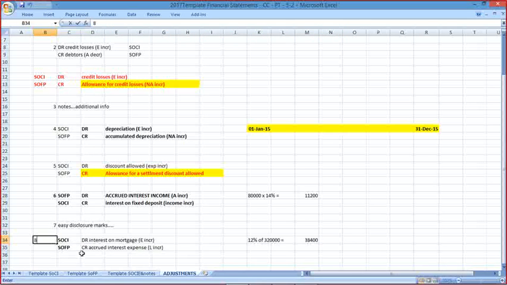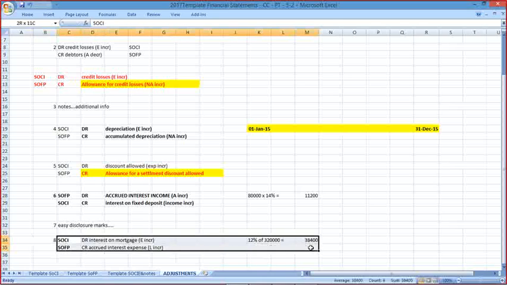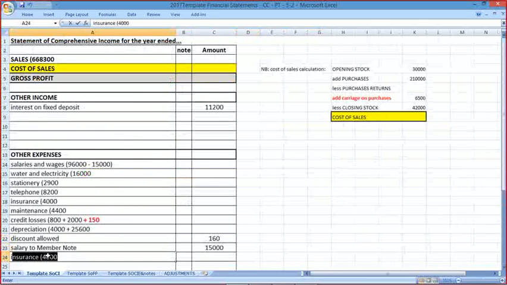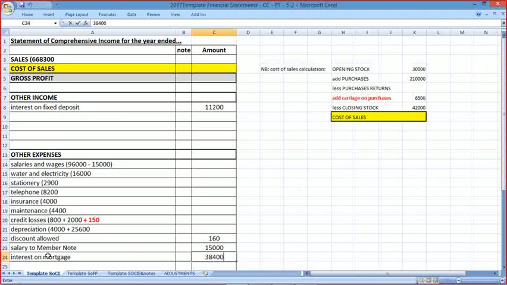Okay, this was number 8, eh? Yep. Alright, so that's number 8. Okay, 7 was just disclosure. Okay, comprehensive income. Yeah, that's an expense, yeah. $38,400.